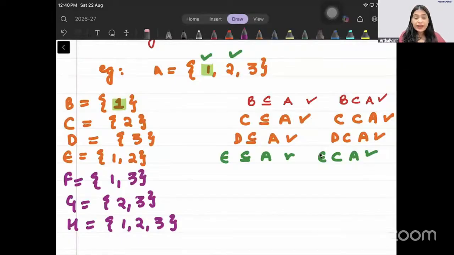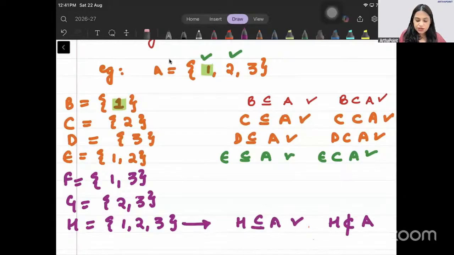It is a subset, but not a proper subset. It is not a proper subset, but it is a subset. So we can go ahead and say that this 1, 2, 3, H, this will be a subset, yes, but H will not be a proper subset because H and A are equal. So when two sets are equal, then one is not a proper subset of the other.